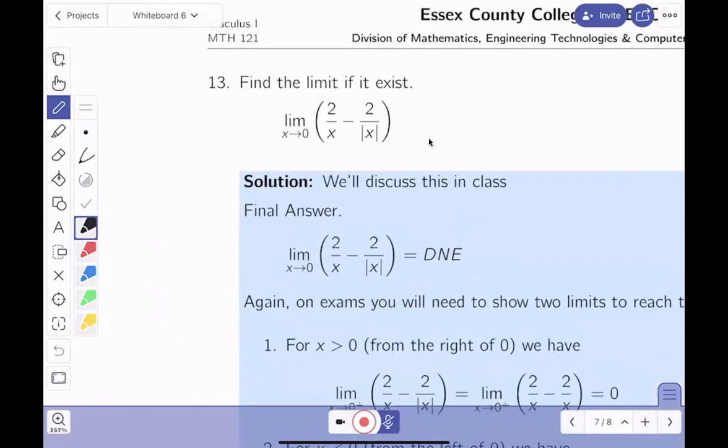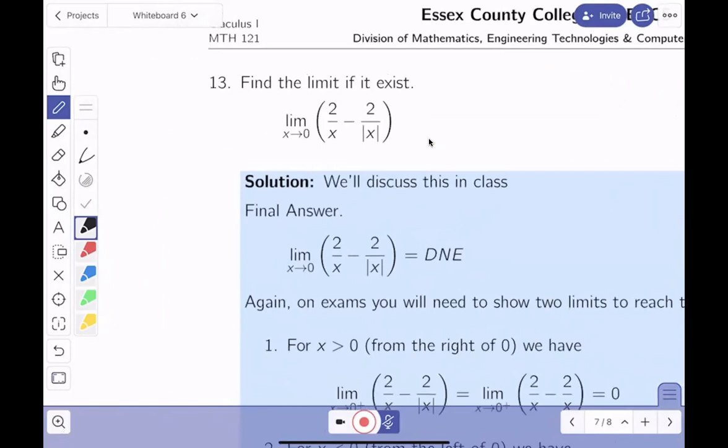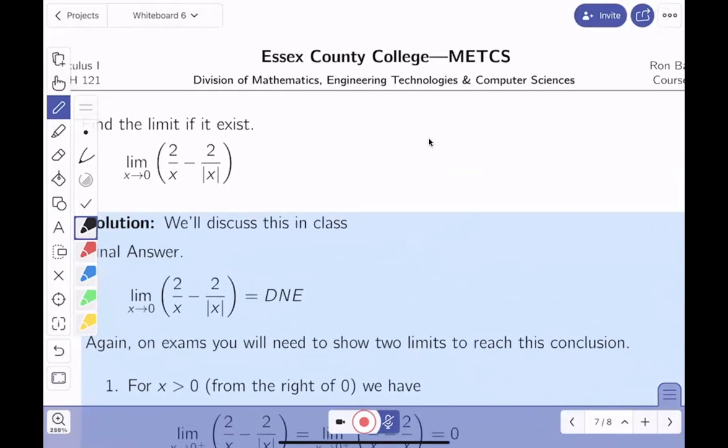Okay, 13 looks tough. Someone says this absolute value keeps popping up. Yeah, they're seeing if you understand. All right, so I got to write this down. Two different things. Let's write this over here.